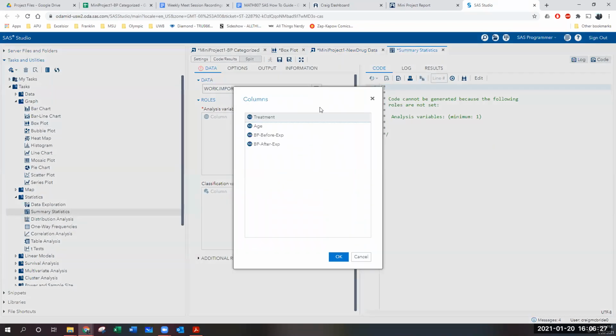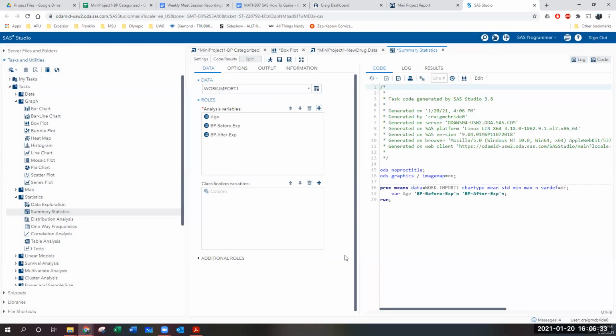Remind me, they want it on all 3 of these, don't they? I think it was age, BP before, and BP after. Yeah, I think it was all 3 of those. So I put all 3 of those in here, because if you didn't know that, you can put more than one variable in here, then they'll all be in the table at once. So you can do it all in one table, which is kind of nice.